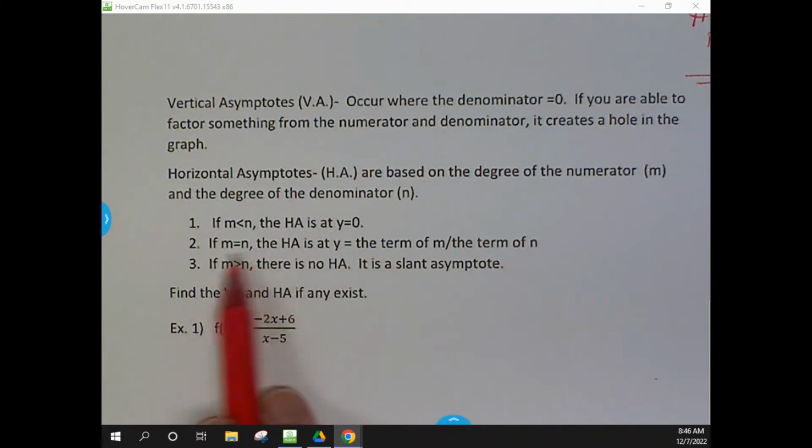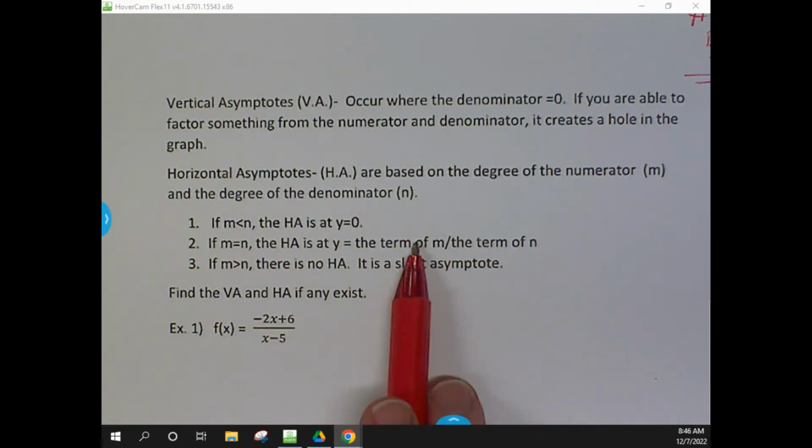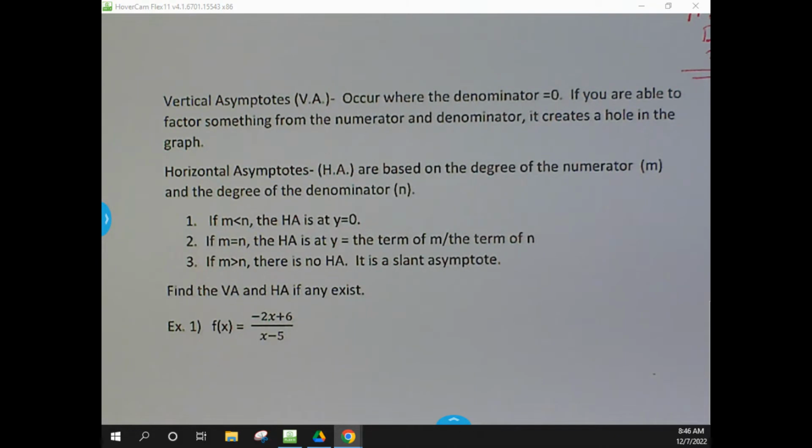If the two degrees are equal, say the numerator is x to the third and the denominator is x to the third, then your horizontal asymptote is found by dividing the leading coefficients, wherever you pulled your m value from, and then simplifying those two numbers. So it could be 3x to the third over 5x to the third. So your horizontal asymptote would be at 3/5.